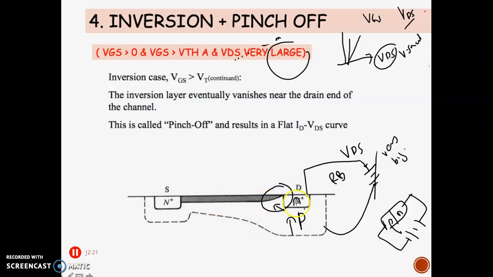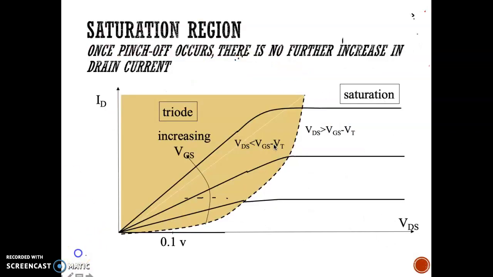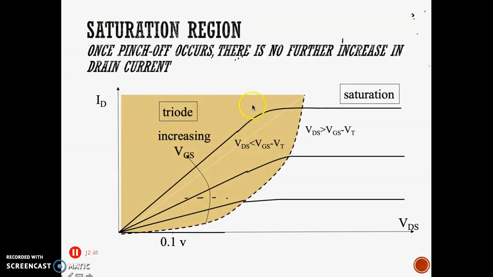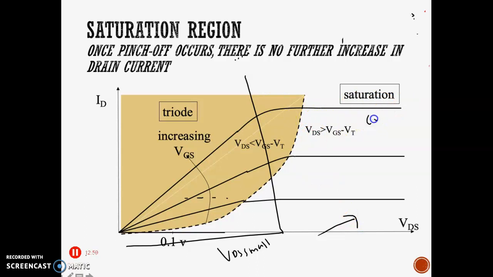Your inversion layer will be interrupted at your drain. So now the electron is not like a highway. It cannot move easily because there is what we call pinch off. Pinch off happens when your VDS is very large. As we can see here, there are two parts. One, when your VDS is very small, your ID will behave like a resistor. But when your VDS is very large, it starts to pinch off and it starts to saturate. If you look at this graph, this region is where your VDS is small. But when VDS is very large, what will happen? It will have pinch off and your current will be constant.